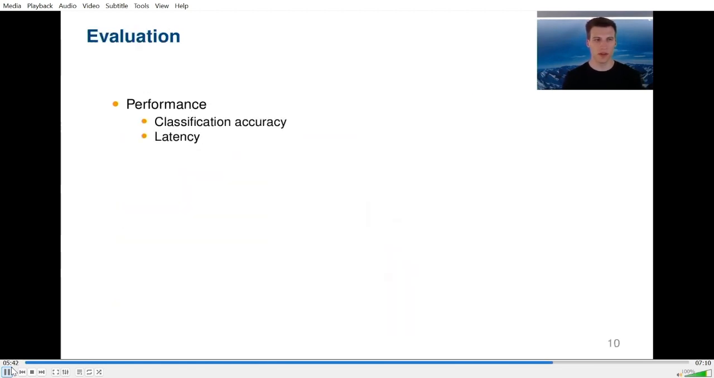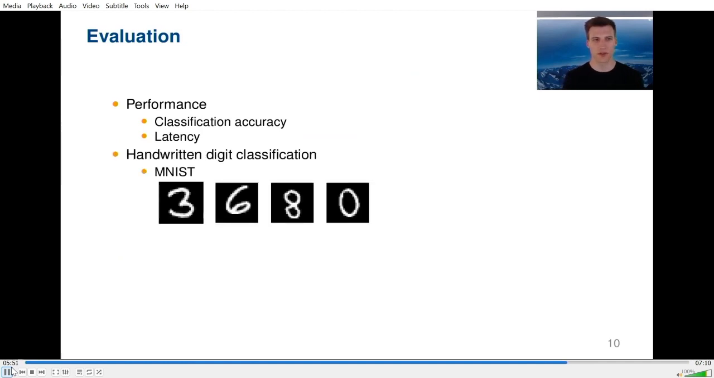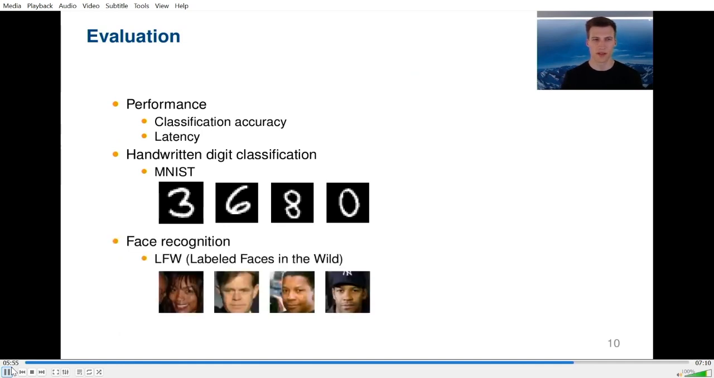We evaluated our tool by measuring the performance in terms of classification accuracy and latency of two applications. First, a handwritten digit classification using the MNIST dataset, and second, a face recognition task where we use the LFW dataset.